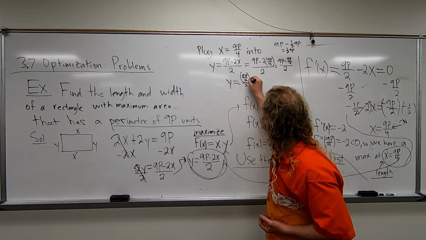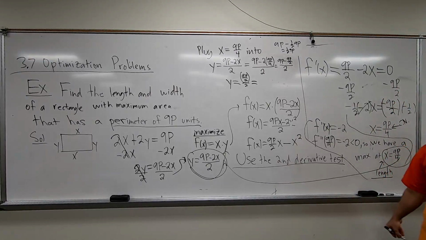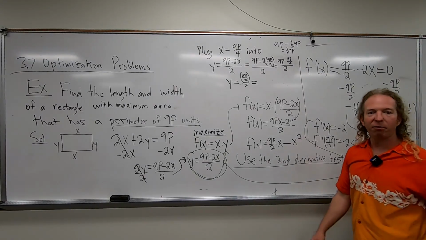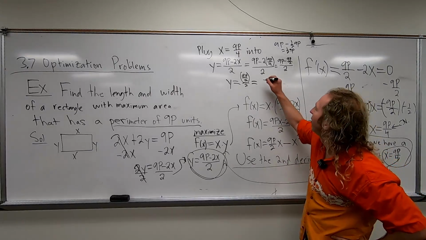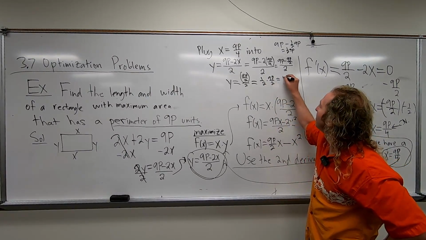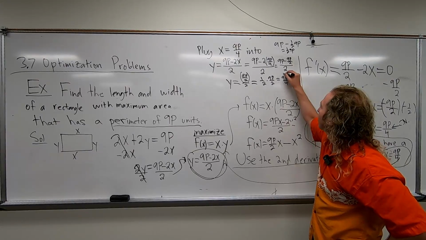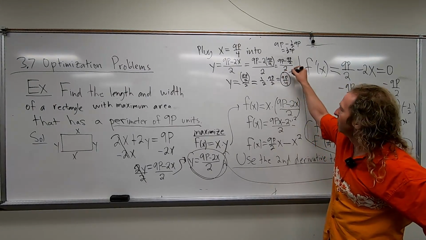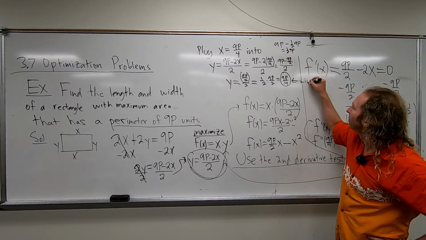over 2. When you divide by 2, you really multiply by the reciprocal, 1/2. So this is 1/2 times 9p over 2. So this is 9p over 4. So that would be the width.